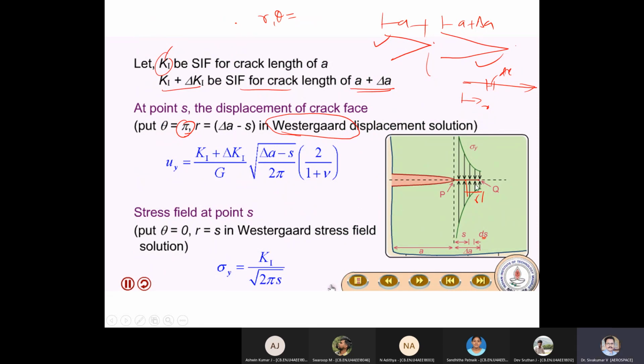The theta is 0. Why? Because for stress, P is the reference point, and for displacement, Q is the reference. So P as the reference point means your theta is 0, but in this case Q is the reference point, so theta is pi. I hope you got it. Similarly, here R is S, because this is the reference point in stress. You put those values in that equation and you will get sigma y as K1 by root of 2 pi s. What is K1? Stress intensity factor. What is S? Distance. And pi you all know very well.